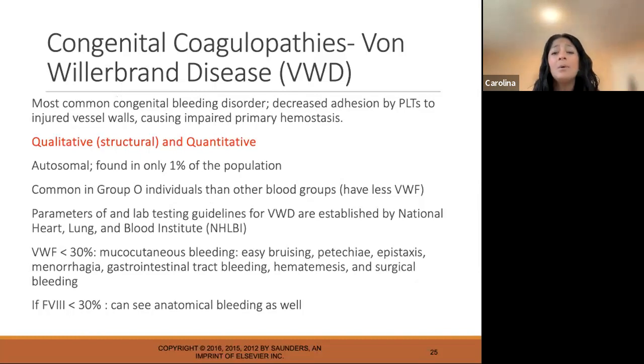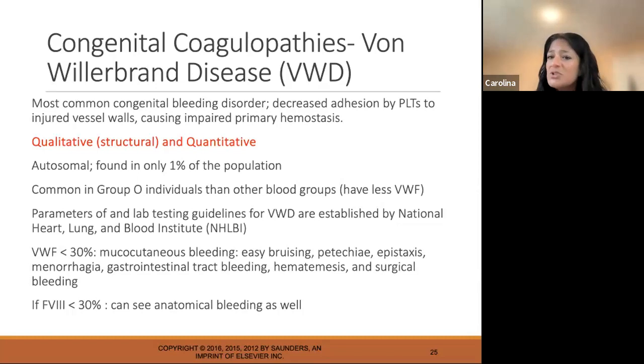Von Willebrand disease was first described by a professor from Finland, I believe, and his name is Erik von Willebrand. In 1926, that was when it was first discovered. And it is the most prevalent inherited mucocutaneous bleeding disorder. Okay, it's the most prevalent inherited mucocutaneous bleeding disorder.